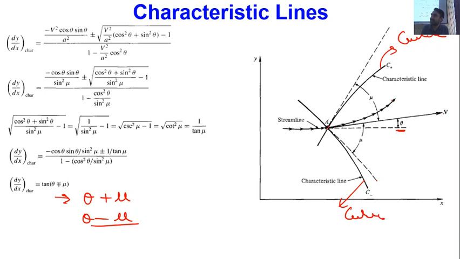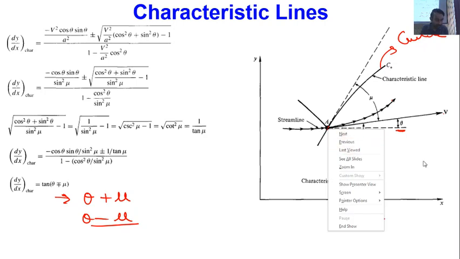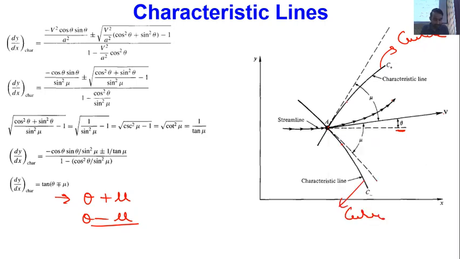Because this is the slope at this point, then I can go to some next point. Here I can find out the slope, here I can find out the slope. So at every point the slope will be different, because at every point the values of theta and mu will be different. Mu is governed by the local Mach number, and theta is governed by the local direction of the streamline. So as theta and mu are localized within a flow field, the slope will be different. That is why our characteristic lines will be nothing but in the form of curves.